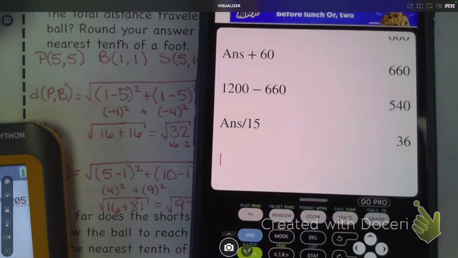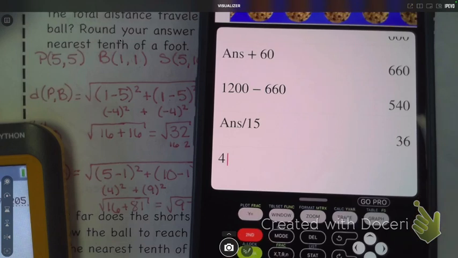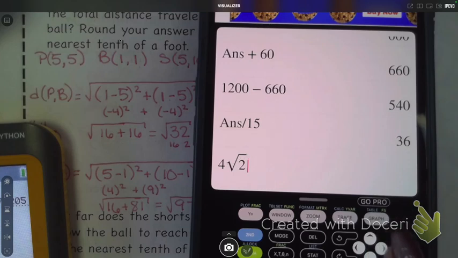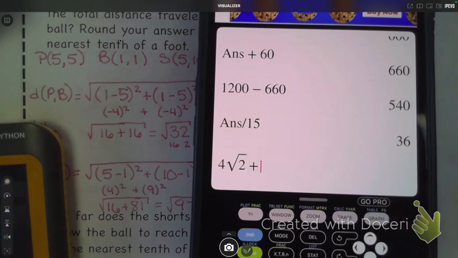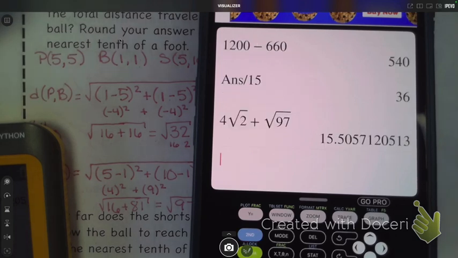So I had 4, the square root of 2, and I've got to arrow out of it, plus the square root of 97. At home you're more than welcome to use that. Obviously you couldn't use your phone on a test or anything. We do also have the little yellow ones that you've used before that you can use in here.